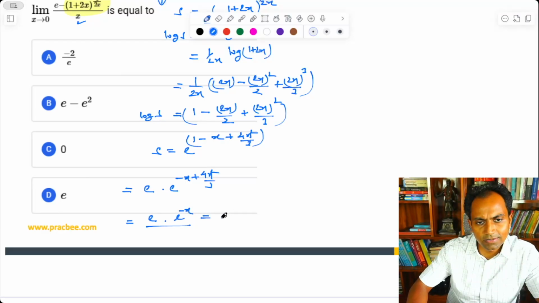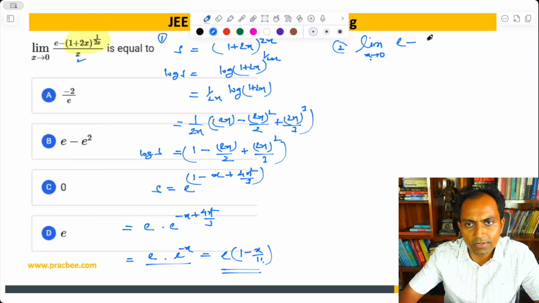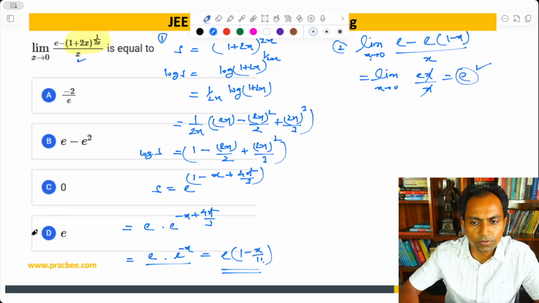And as a result, the series expansion becomes e into 1 minus x by 1. So in the next part of the question, I can do this substitution and get my answer. So limit x tends to 0. This becomes e minus e into (1 minus x) by x. If I simplify this, this comes out to be limit x tends to 0 of e minus e plus ex by x. The answer comes out to be e. So let us see. You can see option D.